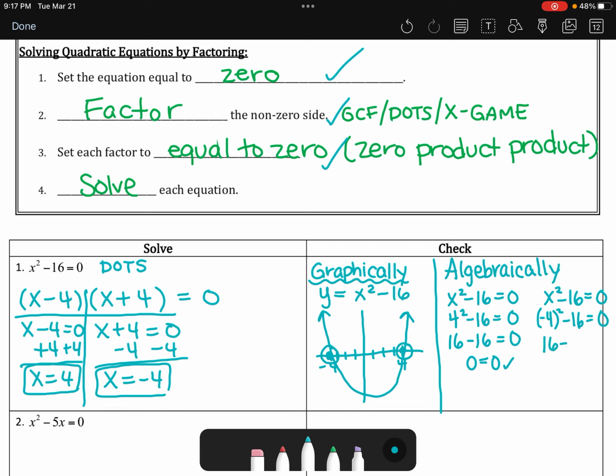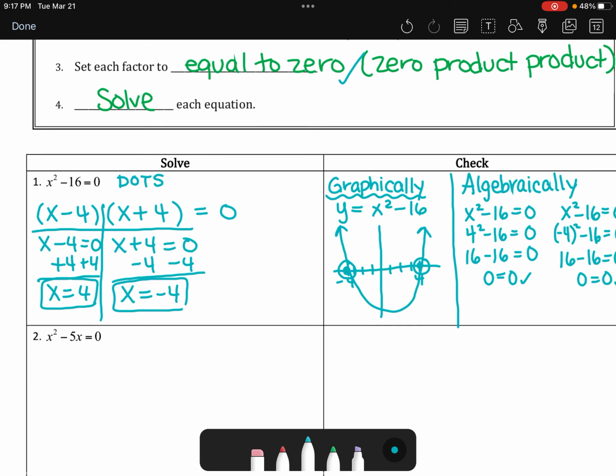Negative 4 squared is also 16. 16 minus 16 equals 0. 0 equals 0, check. And that's how you check to see if you're right. Okay?